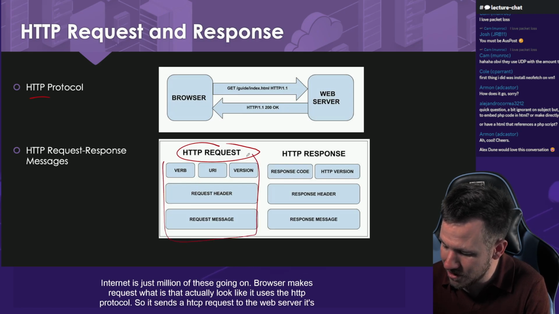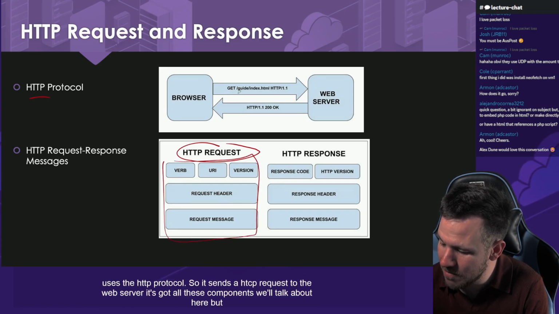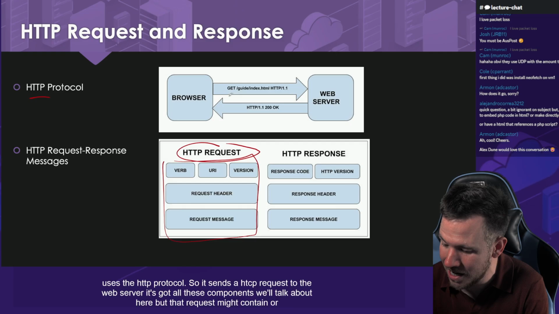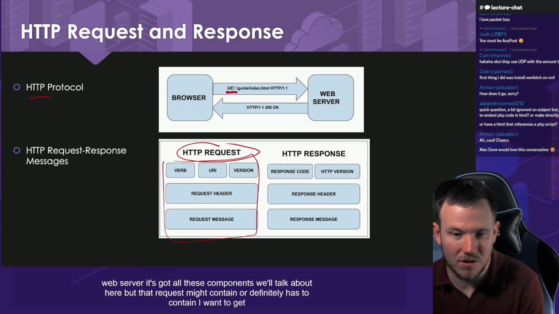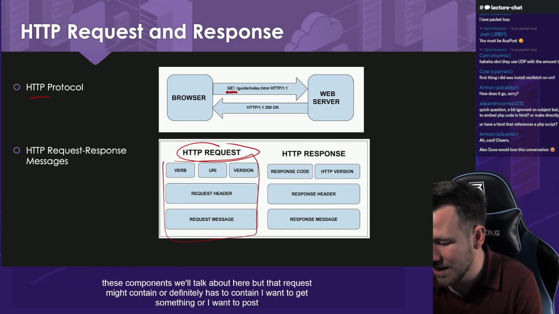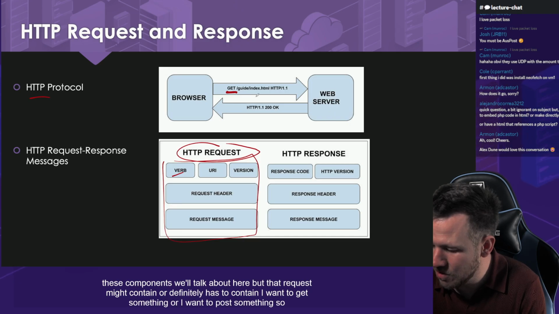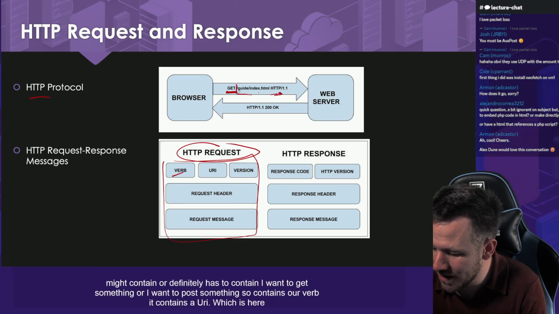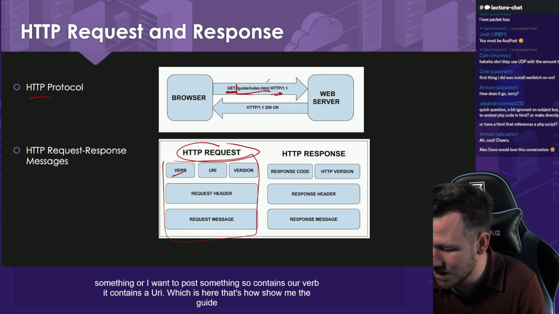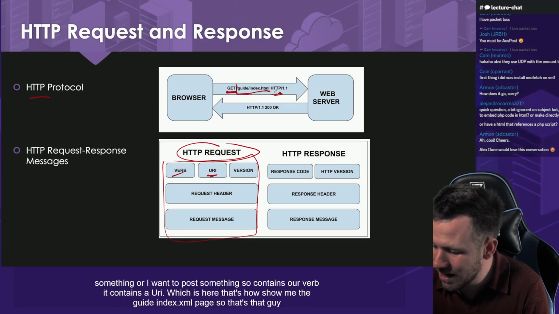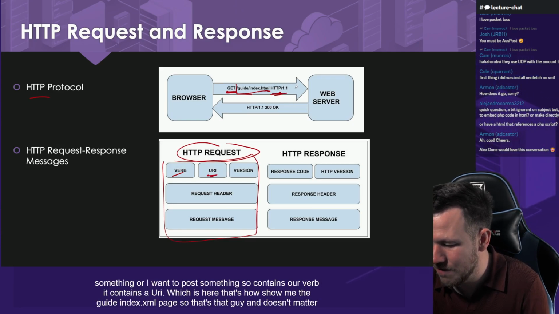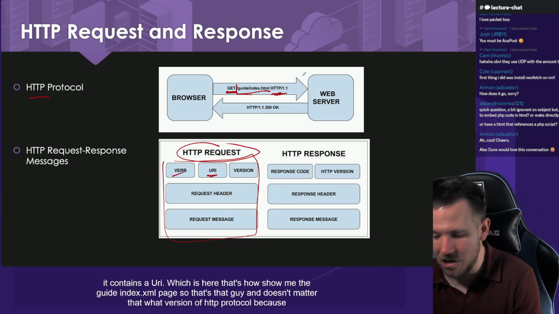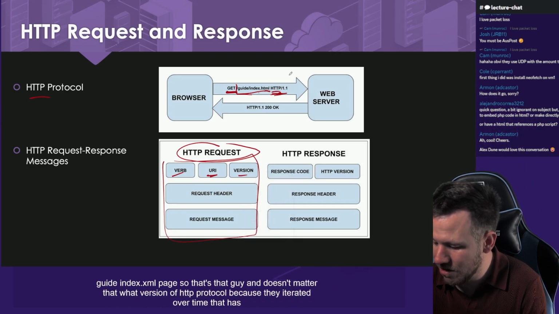It's got all these components we'll talk about here, but that request definitely has to contain: I want to get something, or I want to post something. So it contains our verb. It contains a URI, which is here. That's our "show me the guide index.html page." And it also contains what version of the HTTP protocol, because they iterated over time. That has to be in there overall.